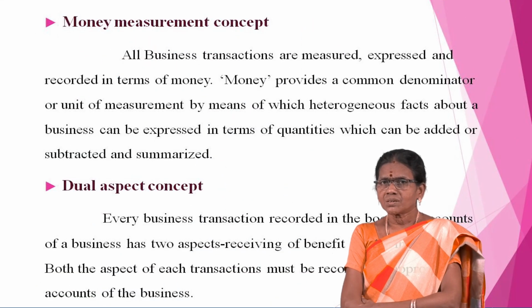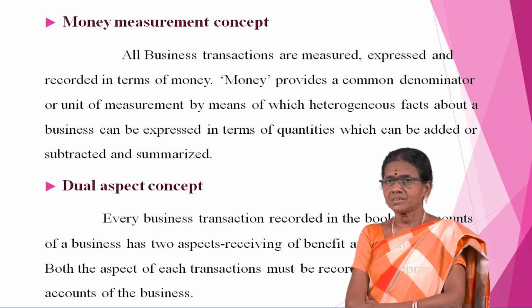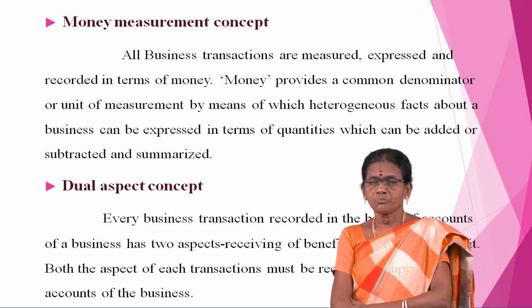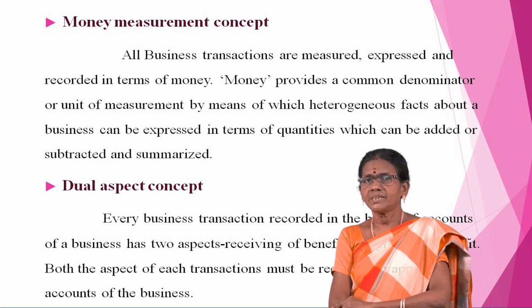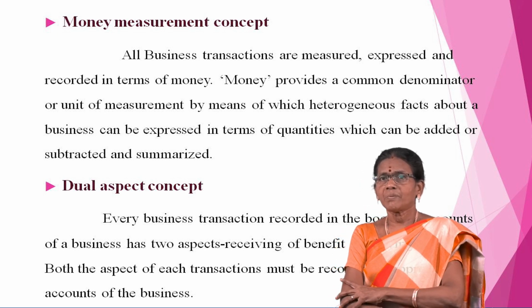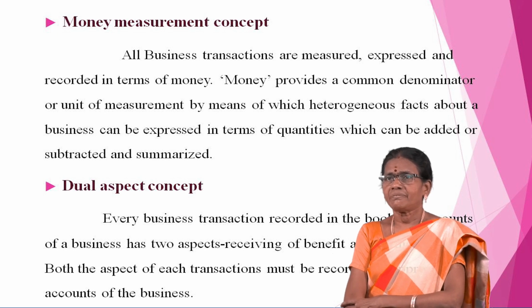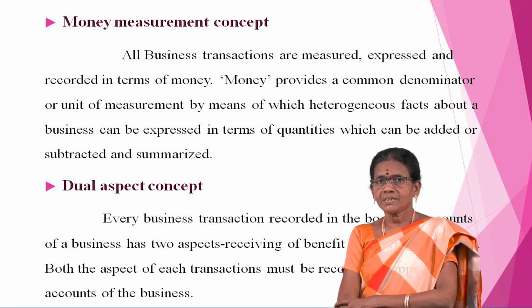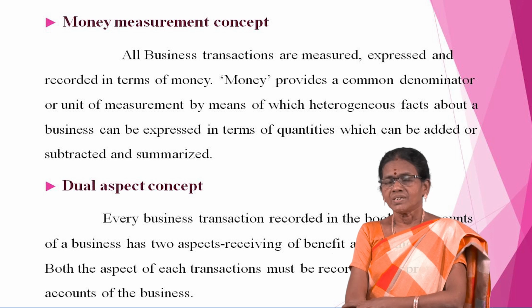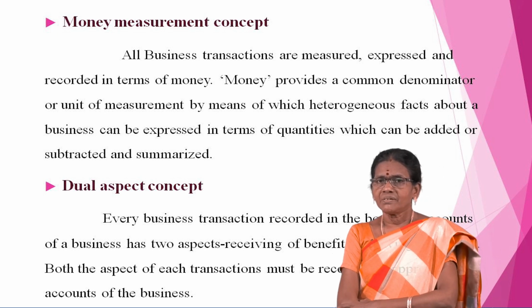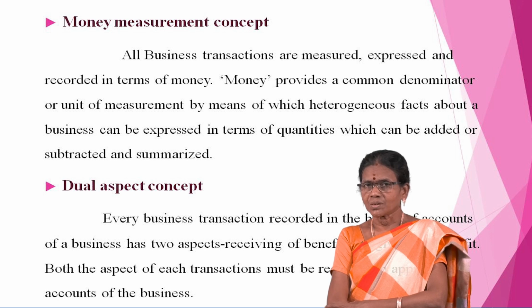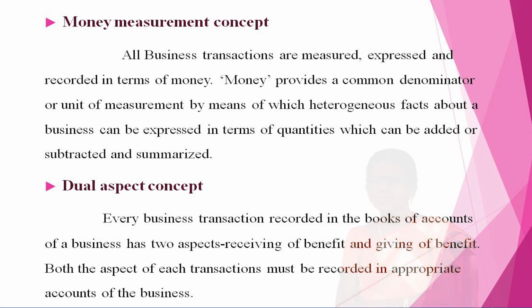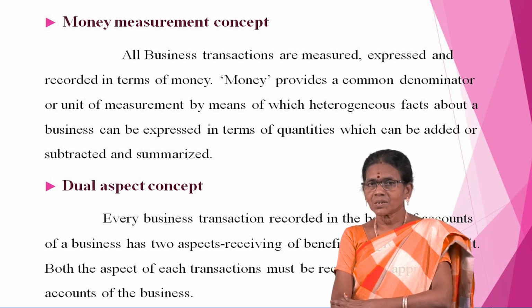Next, the money measurement concept. All business transactions are measured, expressed and recorded in terms of money. Money provides a common denominator or unit of measurement by means of which heterogeneous facts about a business can be expressed in terms of quantities which can be added or subtracted and summarized. The next one, the dual aspect concept. Every business transaction recorded in the books of accounts of a business has 2 aspects, receiving of benefit and giving of benefit. Both the aspects of each transaction must be recorded in appropriate accounts of the business.